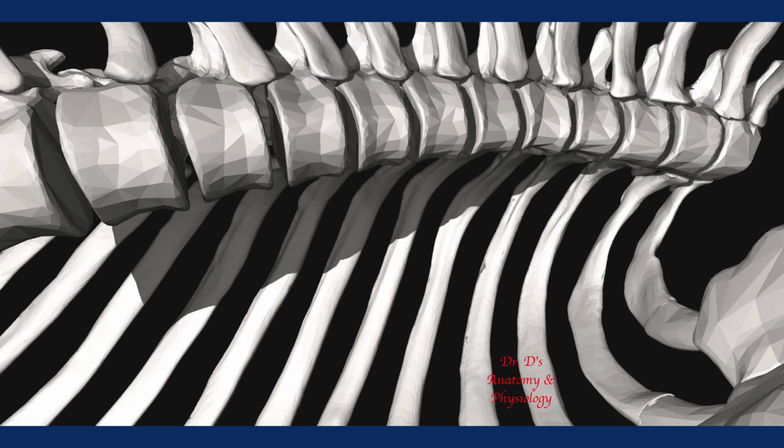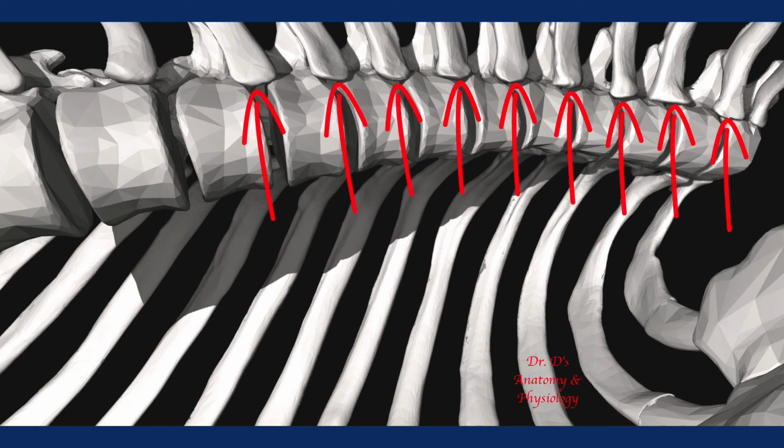So here we have the bodies of 1 through 11 that we can clearly see. 12 is a little bit off screen. The arrows indicate the places where the head of the rib is straddling the bodies of 2 neighboring thoracic vertebrae, so that the heads of the ribs are articulating with demifacets.